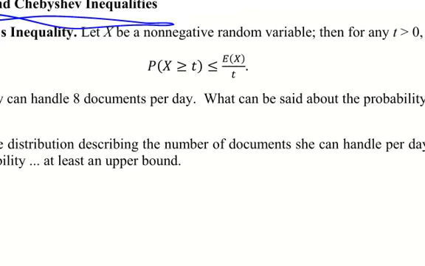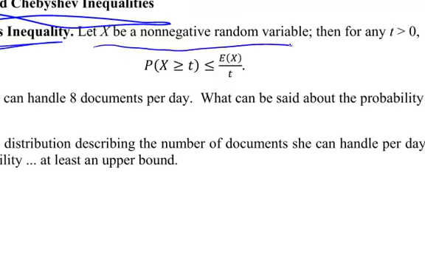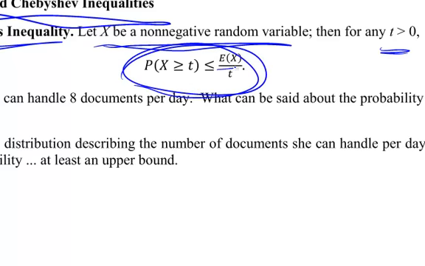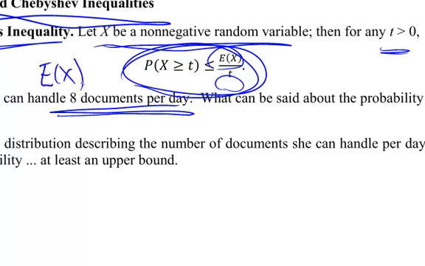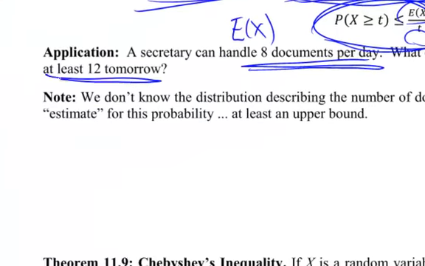So Markov's inequality says: let x be a non-negative random variable, then for any t, the probability that x is bigger than or equal to t is at most its expected value over t. So it's a very general result. Here's an example. A secretary can handle 8 documents per day, so that's the mean, the expected value of x. What can be said about the probability she will handle at least 12 tomorrow?